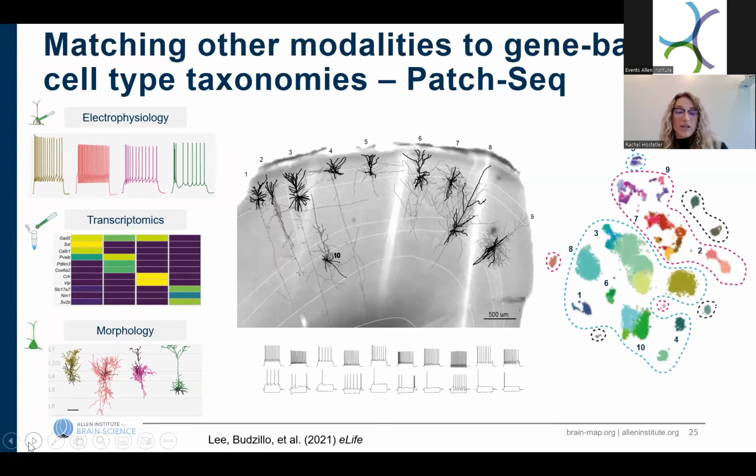So initially, we have 10 cells here in this brain slice. We see their morphology, we see their different firing patterns. And then after extracting the nucleus from these cells and doing RNA sequencing on them, we now can link their genetic expression with the morphology and the firing patterns.